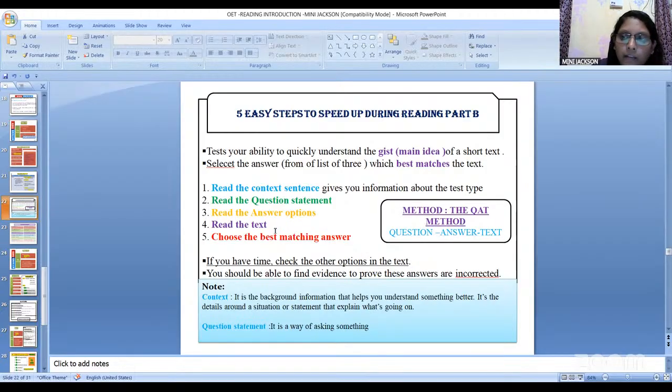Okay, you find the answer, but maybe you will get confused with A or C. So what you have to do, if you have time, is go back and read thoroughly and check the other options, how you are able to eliminate them. Then easily you can conclude whether your answer is right or not. You should be able to find the evidence to prove these answers are incorrect. That means maybe an option is given in an absolute way, like all, always.